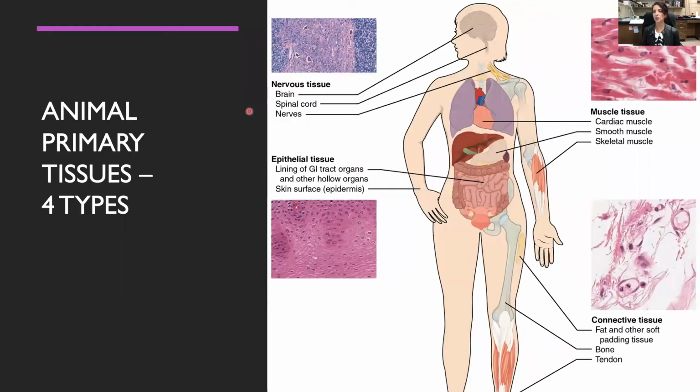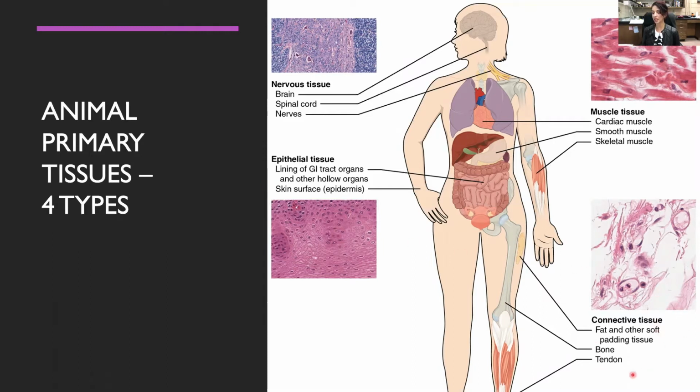Moving now into different primary tissue types within animals. There's a lot to go through here and we'll walk through it pretty slowly. First, we'll talk about epithelial tissue. This is what lines our digestive tract and other hollow organs, and it also makes up our skin surface or epidermis. Then we'll move into connective tissue.